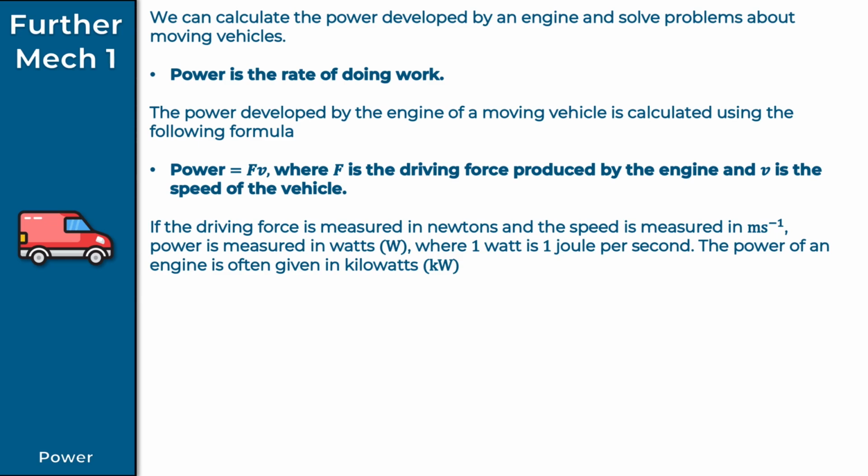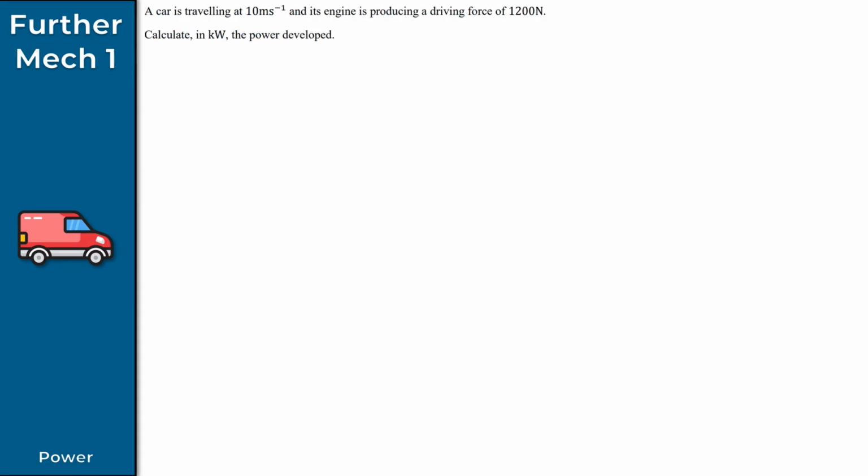So the two key points here to take away then is that power is simply the rate of doing work, and that power is equal to Fv, where F is the driving force produced by the engine, and V is the speed of the vehicle. So I think the best way here then to demonstrate this concept of power is to just run through a couple of practice questions. So let's just get started then with question 1 here.